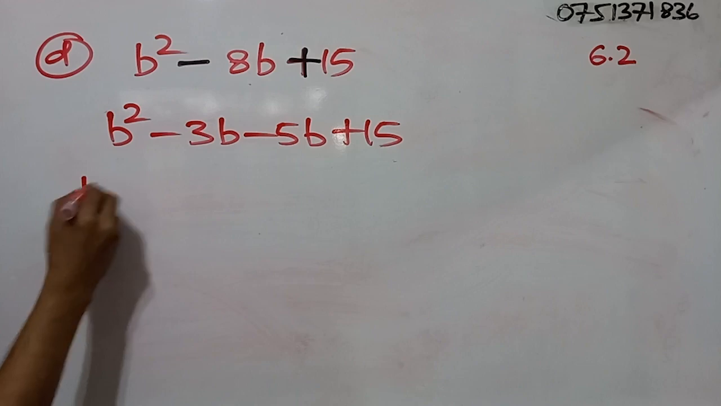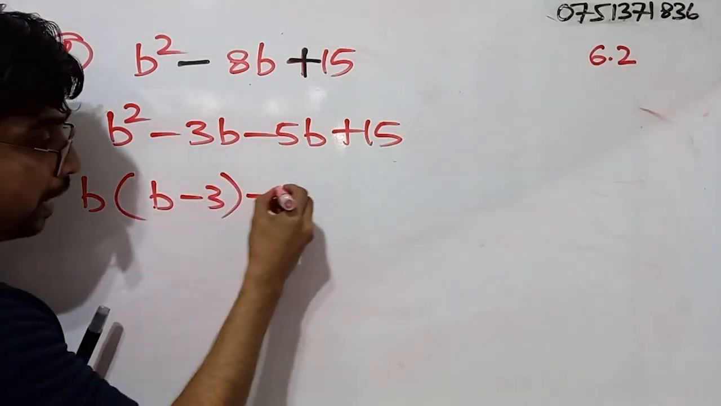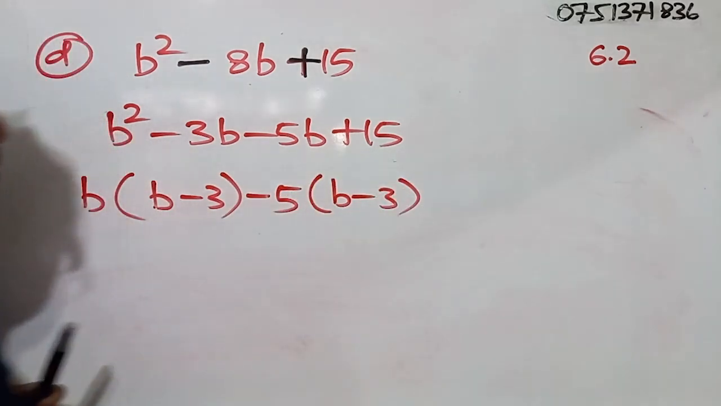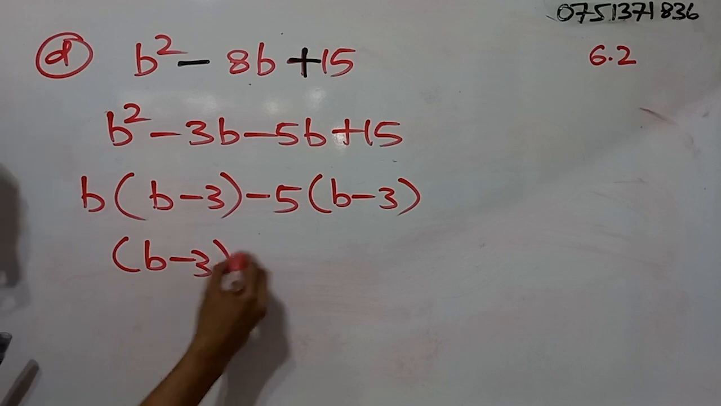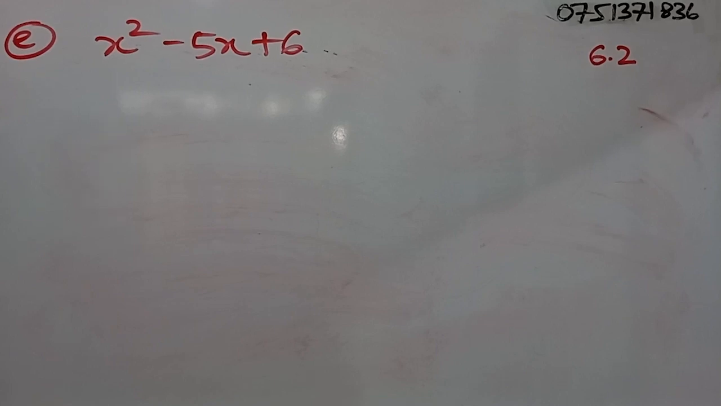Consider these two. b is a common factor, so b minus 3. Consider these two. Negative 5. And what goes inside the brackets? b minus 3. So b minus 3 and b minus 5. That will be the answer. Simple. Here the same thing.